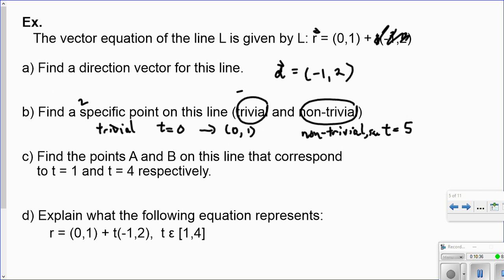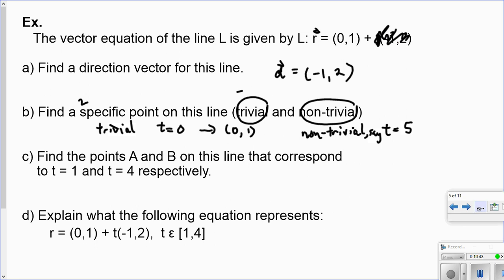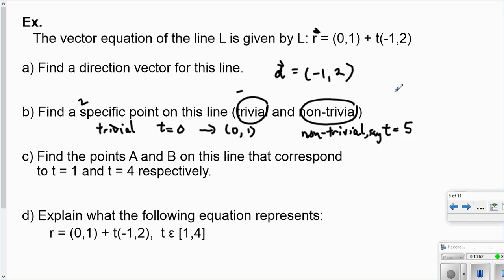Okay. t can be anything. Now I'm just going to get my eraser in this case. I'm going to go back to my original equation and actually find this point when I set t equal to the arbitrary value of 5 here. So this is going to be 5, okay? So I'm going to have 0, 1 plus t times (-1, 2), with t = 5. I'm just going to multiply the 5 in here. So what's my non-trivial point when I set t equal to 5?